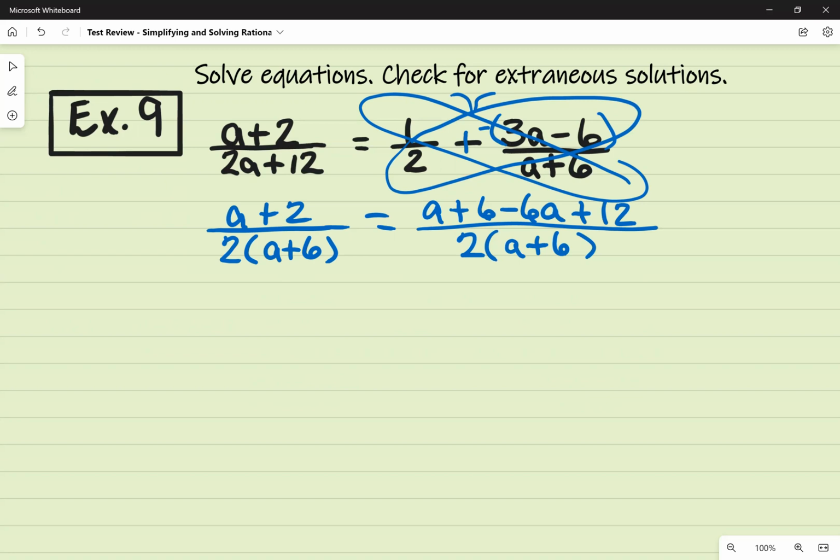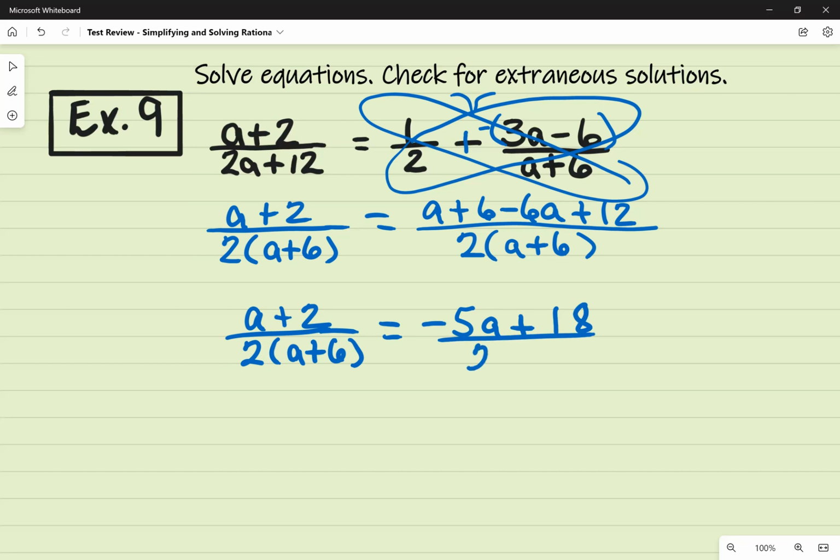Now what I want to do is combine my like terms. So I'm just going to keep bringing this one down. 2 times the quantity of a plus 6 is equal to negative 6a plus 1a is negative 5a, and then 6 plus 12 is 18, all over the quantity of 2 times a plus 6.